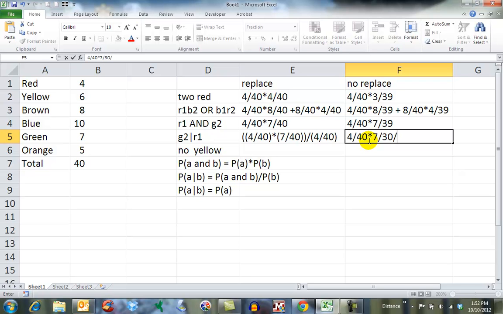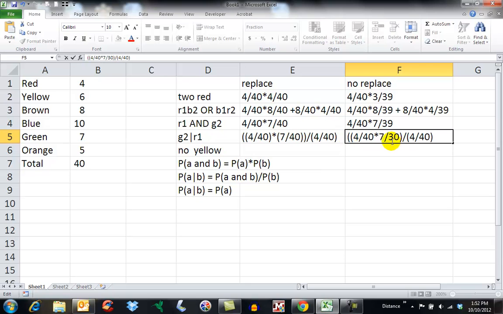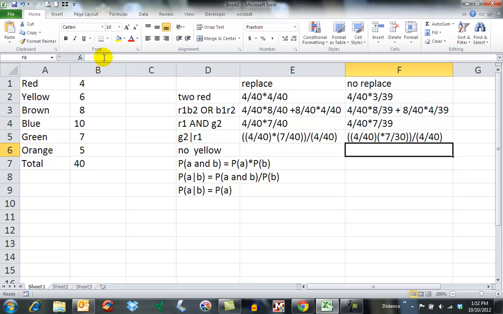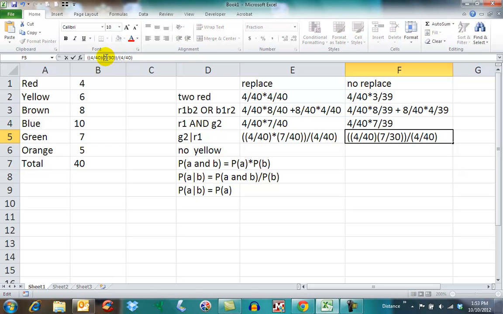all divided by 4 over 40. And again, we would put in our parentheses so that we can see this as fractions, so it doesn't get too confusing here. There, we see all of our parentheses are kind of holding in these fractions as they occur. So those are what the fractions look like, and that should be 39. My fault. Typo.